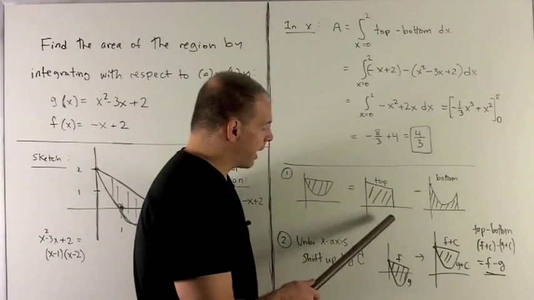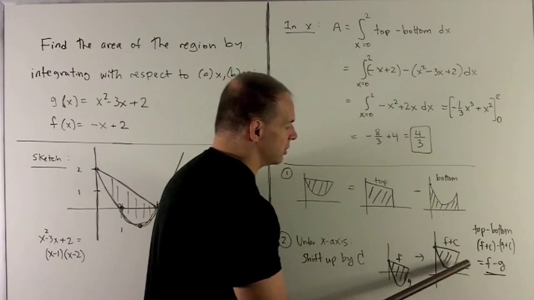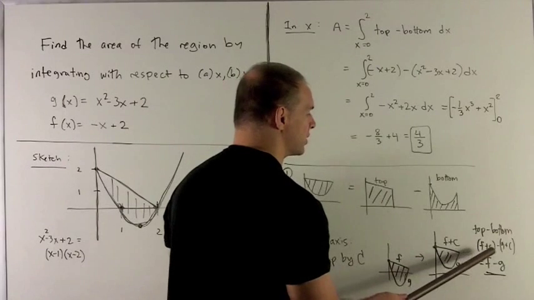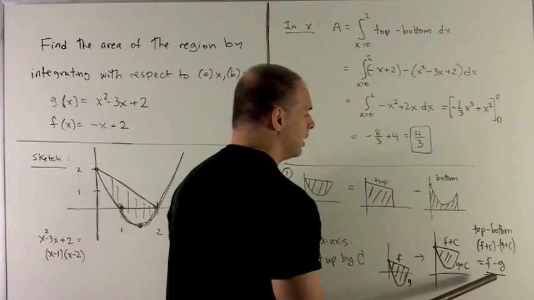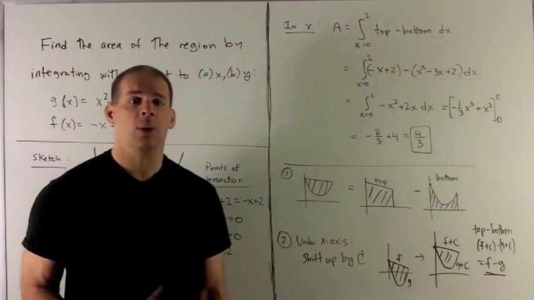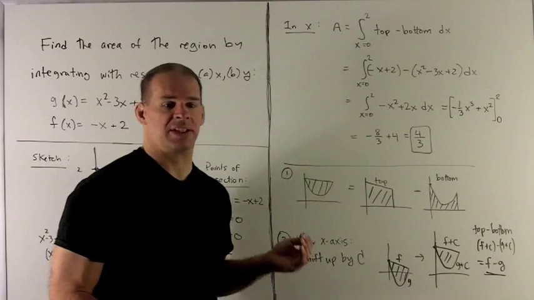If I shift up by a constant c, we just add a c to each of the functions. And now when I take top minus bottom, you'll notice the c's are going to cancel out, leaving me with the original top minus bottom. So going below the x-axis has no effect at all. Okay, same formula.